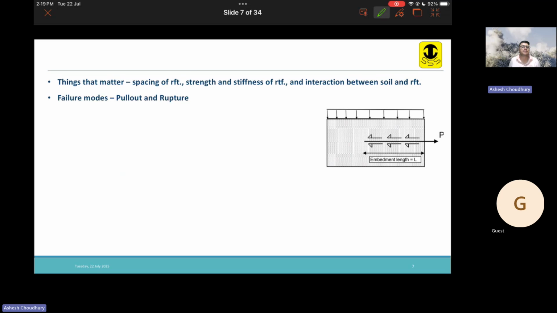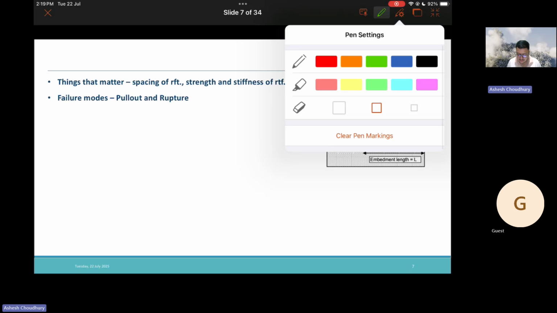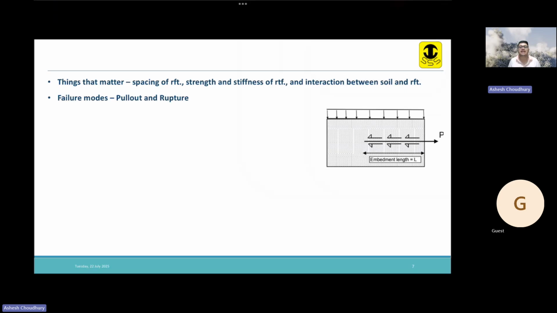Now, these are the things that matter the most when we are discussing reinforced soil. These are the important parameters: the spacing of the reinforcement, the gap, the density at which you are placing the reinforcement; the strength and stiffness of the reinforcement, which is obviously one of the most important things; and the interaction between the soil and the reinforcement, that is, the friction angle between the soil and the reinforcement. These are the three important parameters in reinforcement.